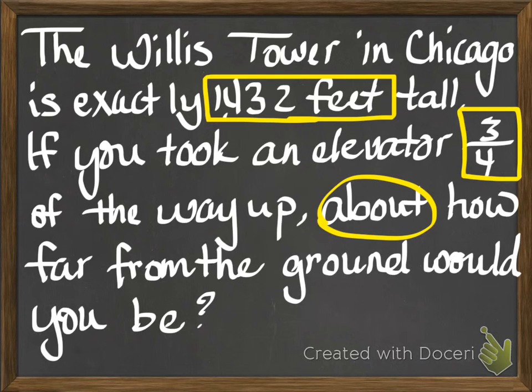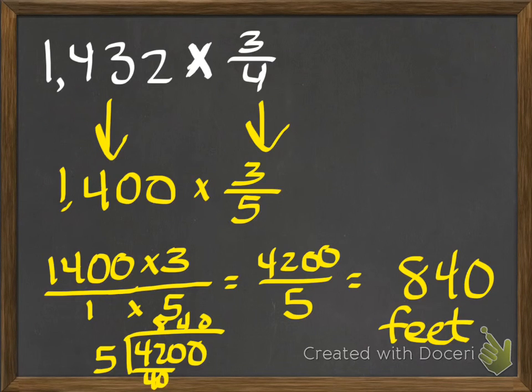Okay, so I know it's asking me about how far it is from the ground, and my important information is 1,432 feet, and then we've gone 3/4 of the way up. Okay, so now you may have a different answer than I have, but that's okay as long as we're close. Okay, so what I did is I changed both numbers to compatible numbers.